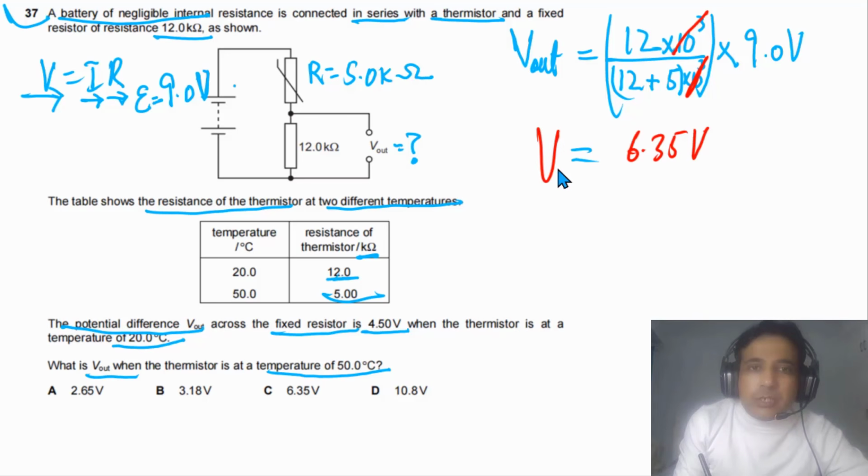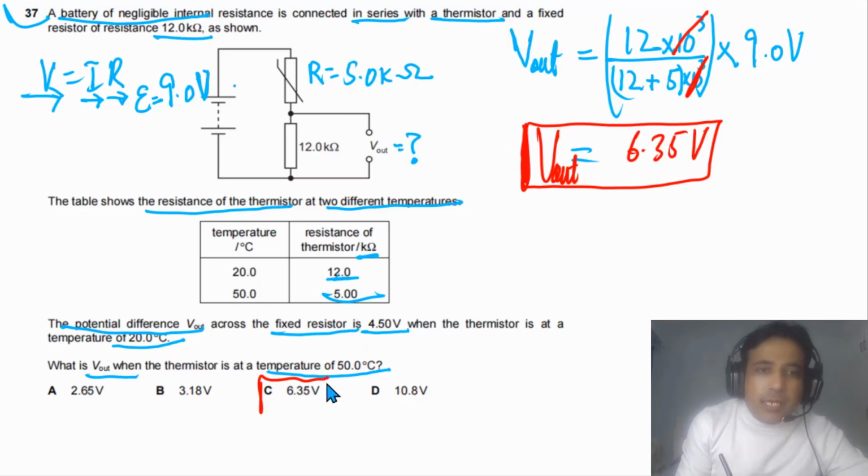So this is how you can calculate V out. This is a smart way to answer this problem, so you can save some time. So the answer for this question has to be C.